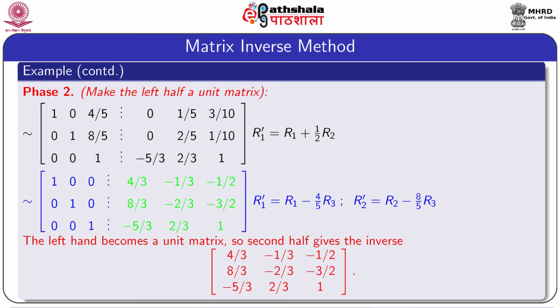That means the inverse of the given matrix is 4 by 3, minus 1 by 3, minus half; 8 by 3, minus 2 by 3, minus 3 by 2; and the third row is minus 5 by 3, 2 by 3, 1. So this is the inverse obtained by the Gauss-Jordan elimination method.